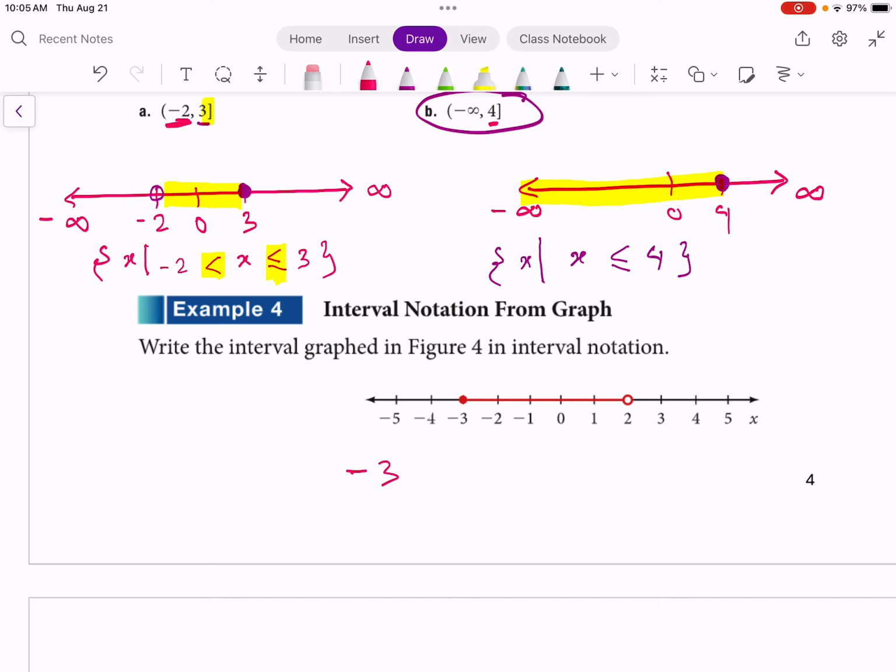Do you agree? You are focusing on the red one. Okay, that is the shaded region. And at -3, do we have a closed circle or open circle? Closed. It means, are we using parenthesis or bracket? Okay, so we have a bracket here, comma, then it's ending, terminating at 2, and at 2 there is an open circle, parenthesis. Okay, so this is the interval notation for this graph.